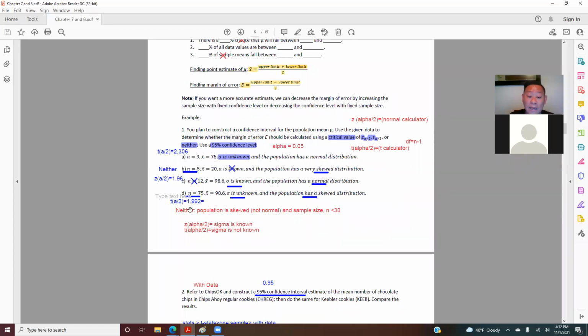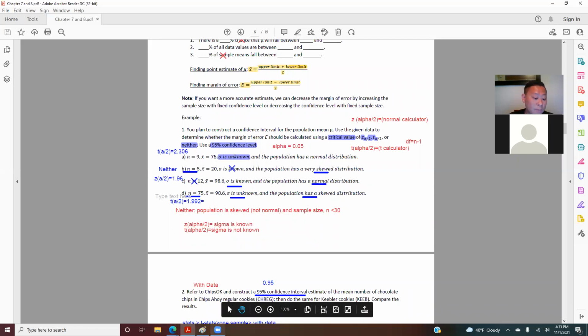you have to figure out, are they neither first? Neither means the population is skewed and the sample size is small. And then if it's not neither, then it's either Z or T. If sigma is known, it's Z. If sigma is not known, it's T. If you are Z, you use the normal calculator. If you are using T, you will use the T calculator.